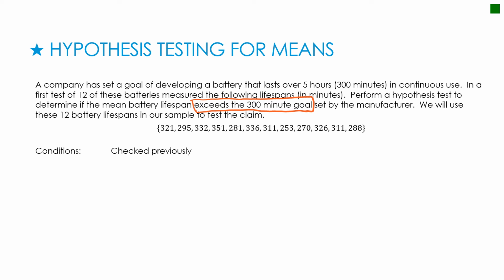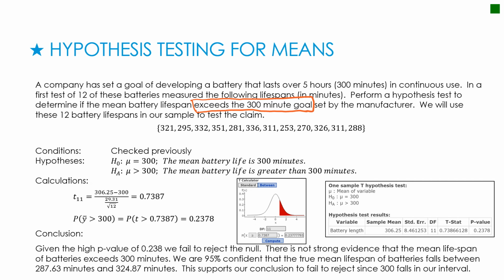So again, I'm not checking the conditions again because we already did it, but let's take a look at how the rest of it would look. So the hypothesis: remember, the null hypothesis is that nothing has changed. And so the goal was 300 minutes. I'm going to assume that nothing has changed, that my mean battery life is still 300 minutes. The question says determine if the mean battery lifespan exceeds the 300-minute goal. So notice I'm using that to say, well, I want to know if it's statistically greater than 300 based on my sample. So again, in words, the mean battery life is greater than 300 minutes.